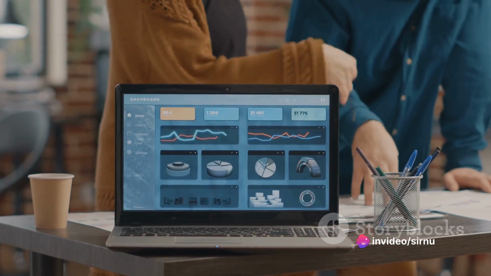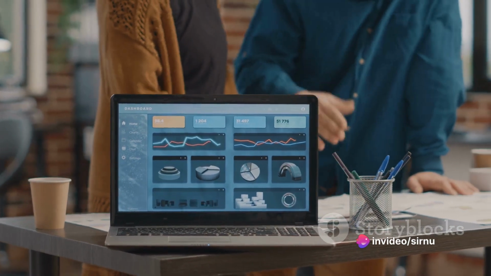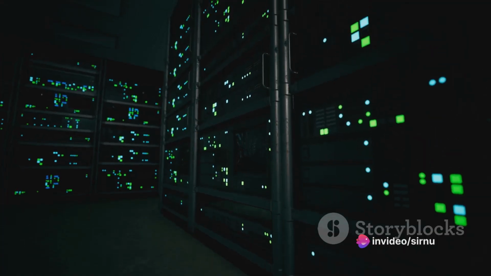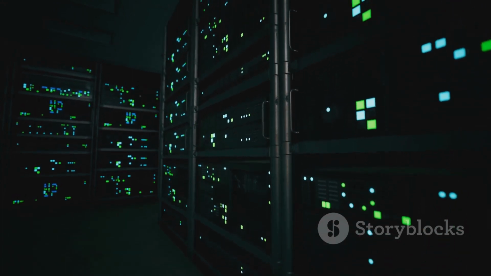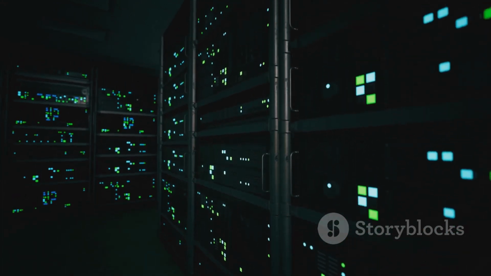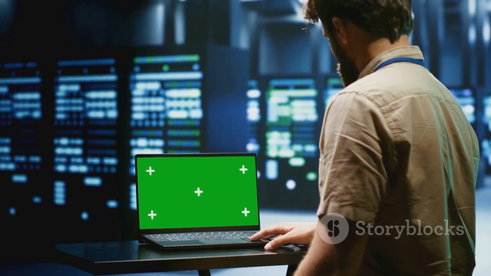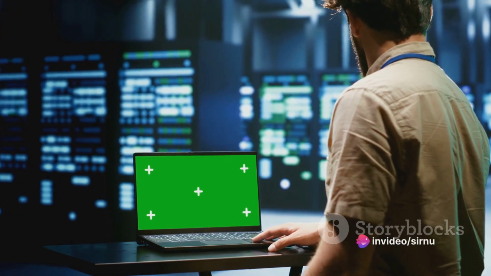JMeter is designed to test the performance of both static and dynamic resources. It can simulate a heavy load on a server, a group of servers, a network, or an object. The aim? To test its strength and analyze overall performance under various load types.